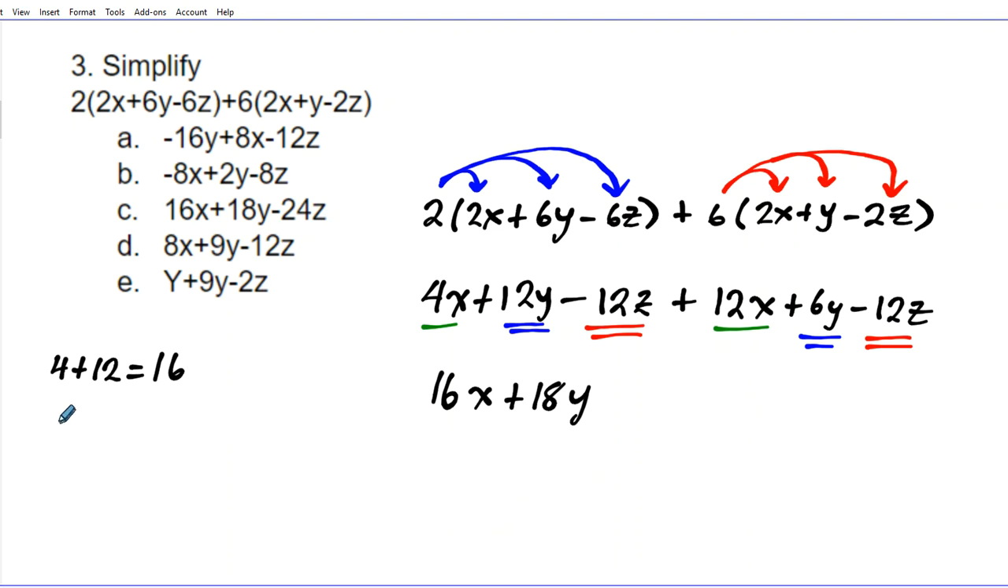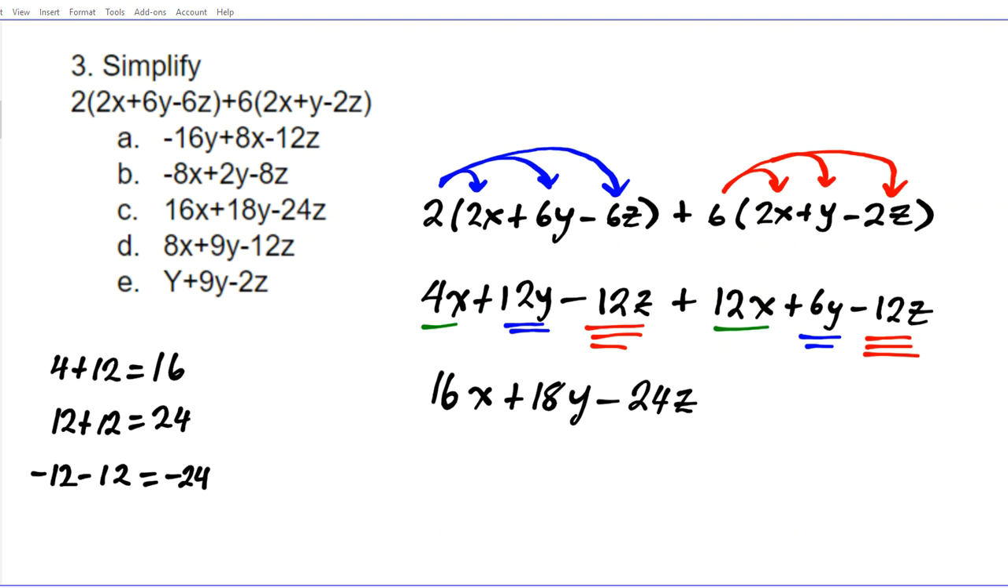Well, the y's, we did 12 plus 12, which is 24 for the y. And then for the z's, we're looking at negative 12 minus 12. Now, when you're adding two numbers or combining two numbers with the same sign, you add and keep the sign, okay? So you add 12 and 12, and then you keep the sign, minus 24. So this would be minus 24z. And your final answer is option letter C.